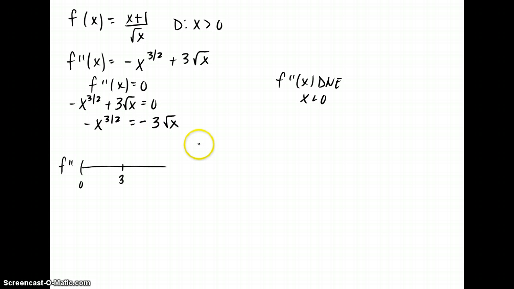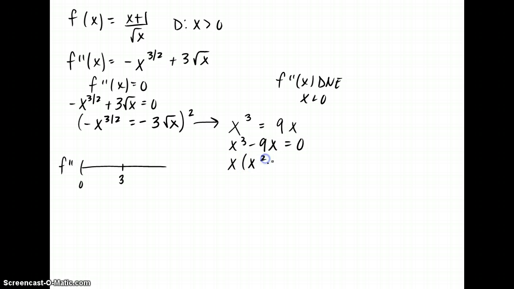Now I'm going to subtract the negative 3 root x from both sides and then square both sides. So again, power to a power, I multiply. X to the 3/2 squared would give me x cubed. Negative 3 squared is 9. Square root of x squared is x. Subtracting 9x from both sides. Factoring out an x. My critical numbers, just solving the equation, would be 0 plus or minus 3.